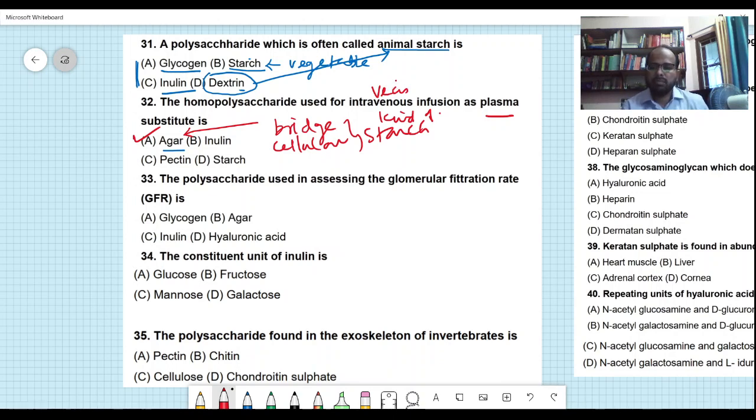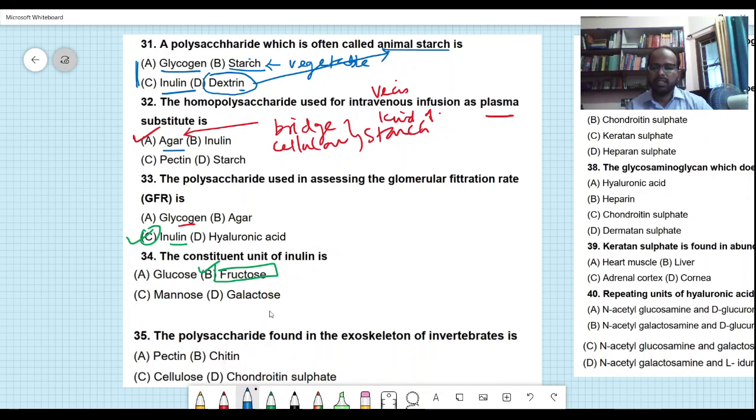The next question is: the polysaccharide used in assessing the glomerular filtration rate, GFR, is inulin. Glycogen and agar are not there. So inulin is the right answer. It's not in your syllabus, but you just remember inulin is a polysaccharide used in glomerular filtration. The next question is 34, B. One of the constituents of inulin is fructose. So B is the right answer. They can change the composition and ask you the question there.